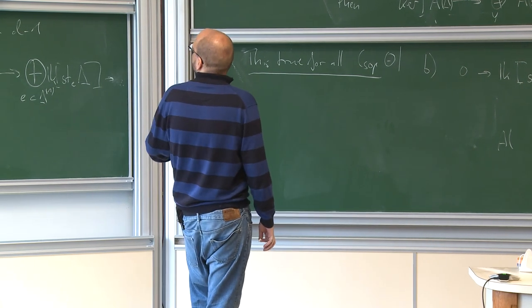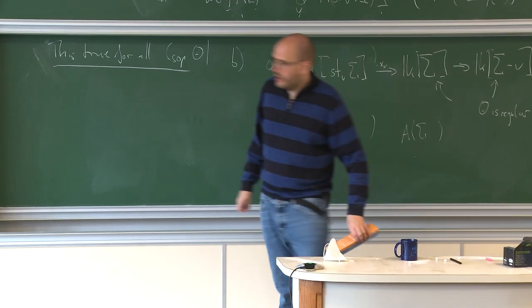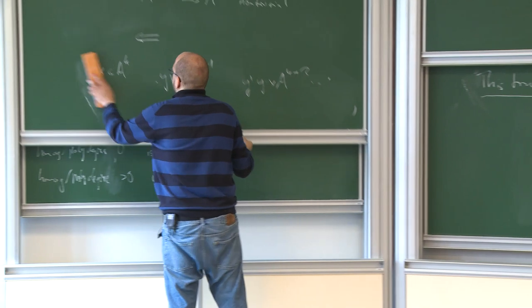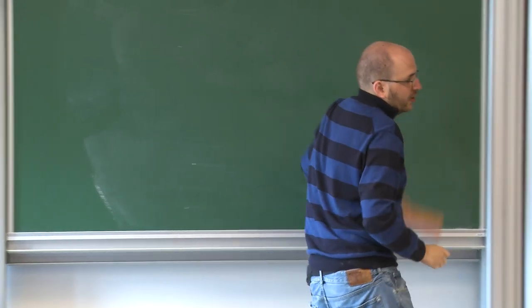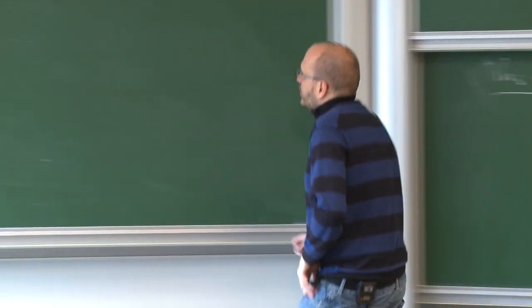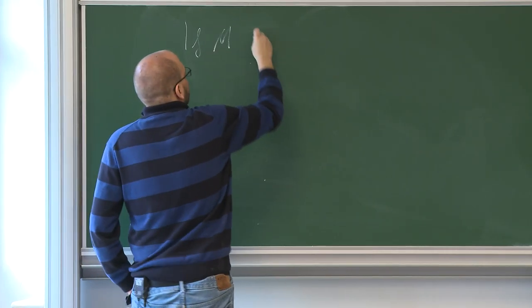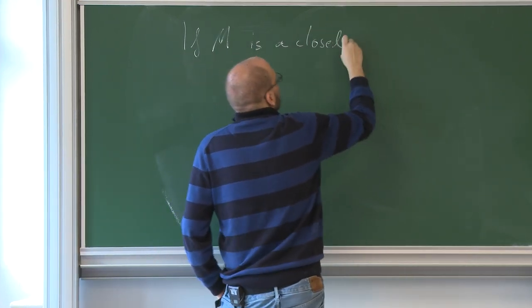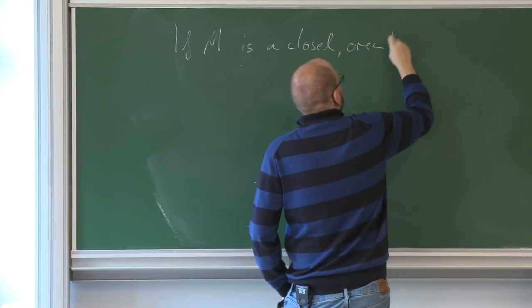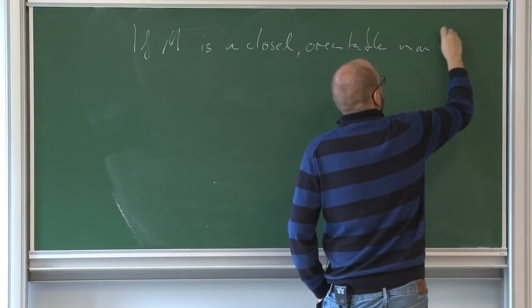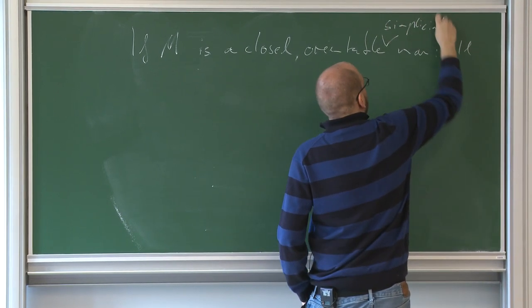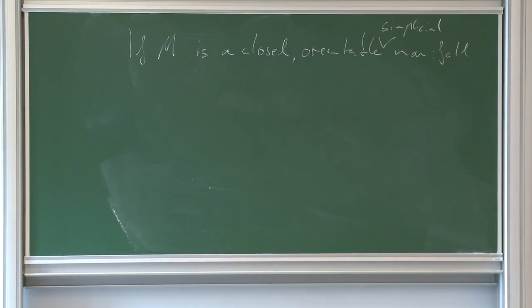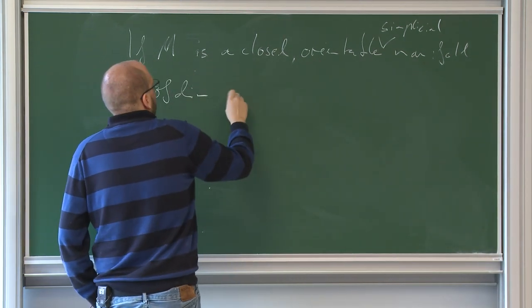All right. Okay, so let me delete that one. And then what I can draw from that is I can do the analogous version for manifolds. So, let's say, if M is a closed orientable triangulated manifold, simplicial, of dimension d minus 1.